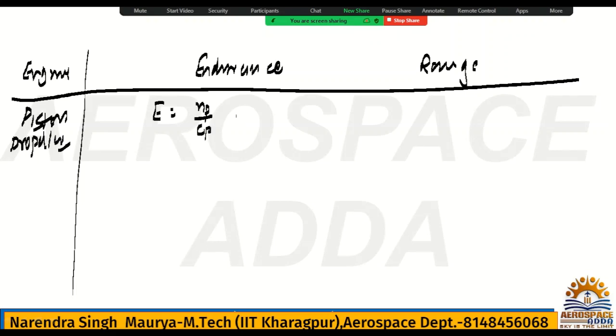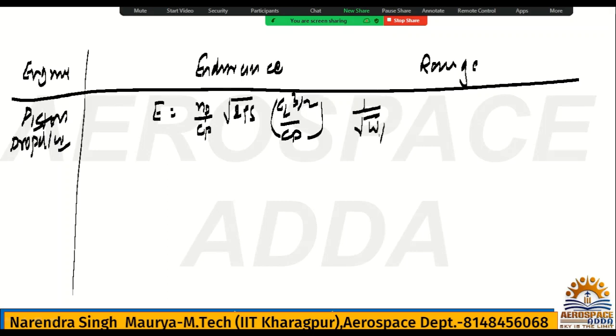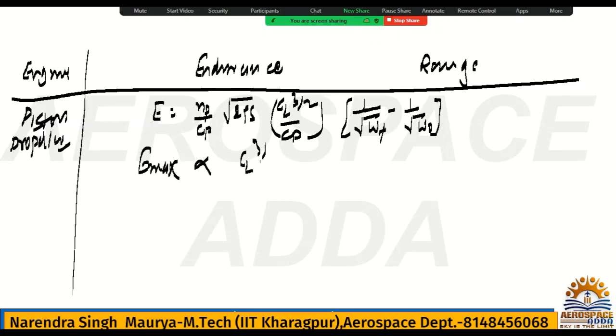Cp and 2 rho S, then CL to the power 3 by 2 by CD. Then it is nothing but final minus initial. This is the endurance for the piston engine. Remember, if they are saying E max, then E max will be CL to the power 3 by 2 by CD. This will be the maximum.